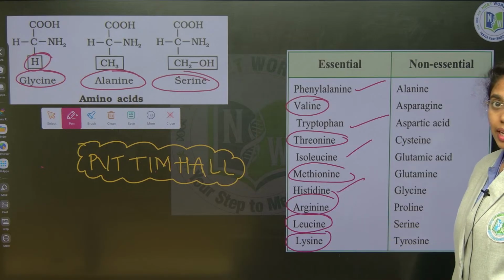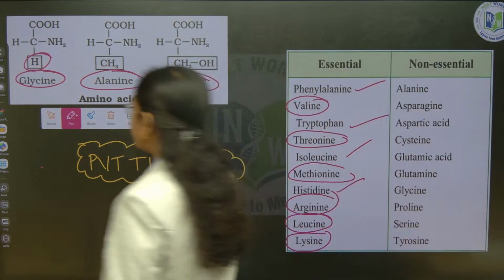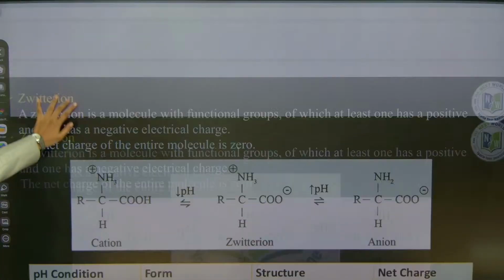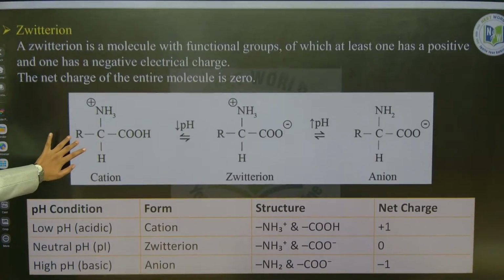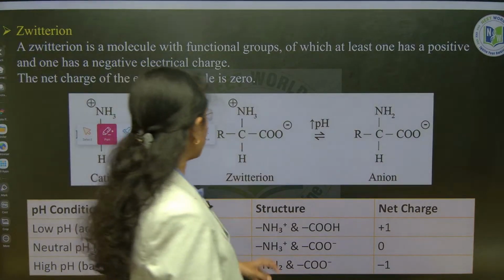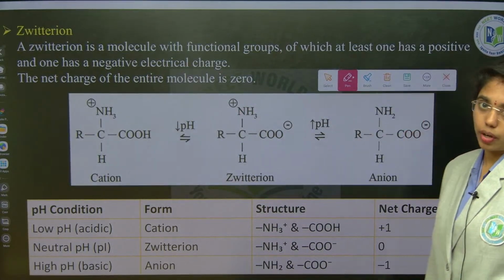Till here it is clear, right? Essential and non-essential amino acids. Now we will move on to zwitterionic forms. What is a zwitterion? Zwitterion is the major segment that you have to focus on when you are going through proteins, because n number of times questions have been asked from zwitterion.